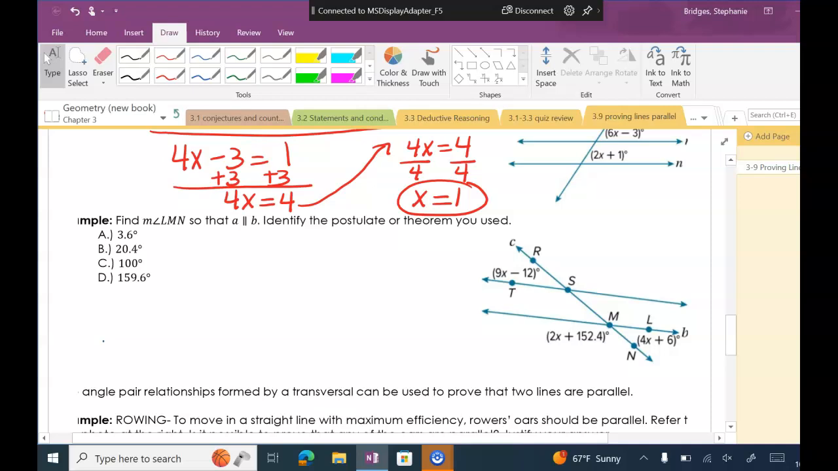Decide which pair of angles you want to use, and then you have to decide what type of angles they are so that you know whether to set them congruent to each other or to add them and set them equal to 180. Again, they give you more than what you need.